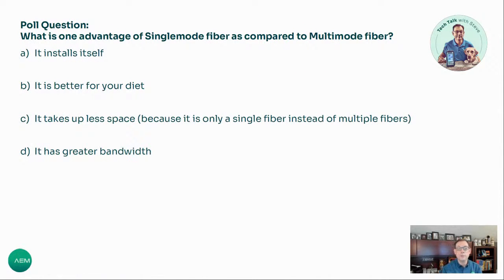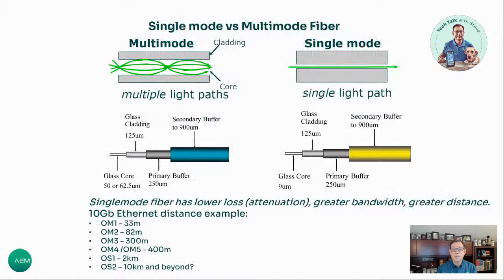So the poll question that I mentioned at the beginning: what is one advantage of single mode fiber as compared to multi-mode fiber? A, it installs itself. B, it is better for your diet. C, it takes up less space because it's only a single fiber instead of multiple fibers. Or D, it has greater bandwidth. If you chose D, you're correct. It does have greater bandwidth, lower loss, which is attenuation, and greater distance.